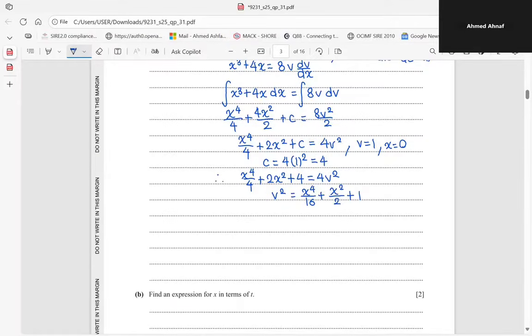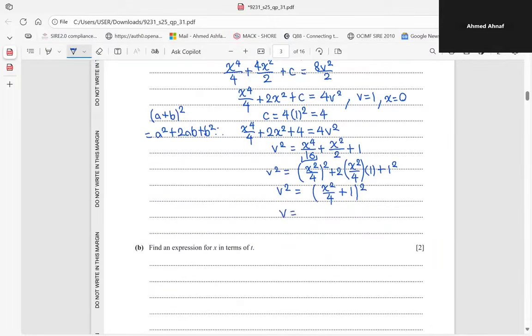Alright, so let's try to make this in the form a plus b squared. When we expand a plus b squared, we get a squared plus 2ab plus b squared. So let's figure out which ones are a squared and which is b squared. I think this is our a squared. We can rewrite this as x squared divided by 4, whole thing squared, and then this is our 2ab, where b will obviously be 1, and then this is plus 1 squared. So now it's in the form a squared plus 2ab plus b squared. We can rewrite this as x squared divided by 4 plus 1, all squared, and then taking the square root of both sides, we get our final answer, v equals x squared divided by 4 plus 1. So this is our final answer for the first part.